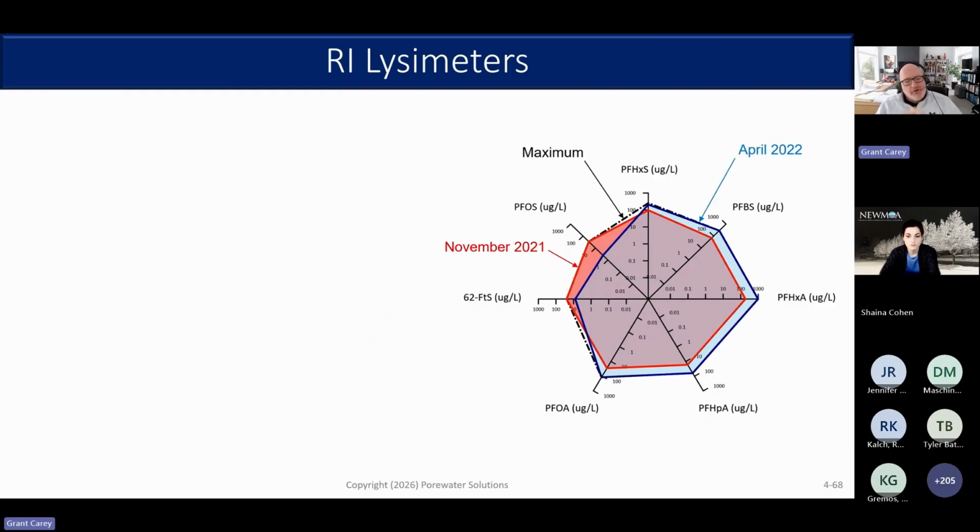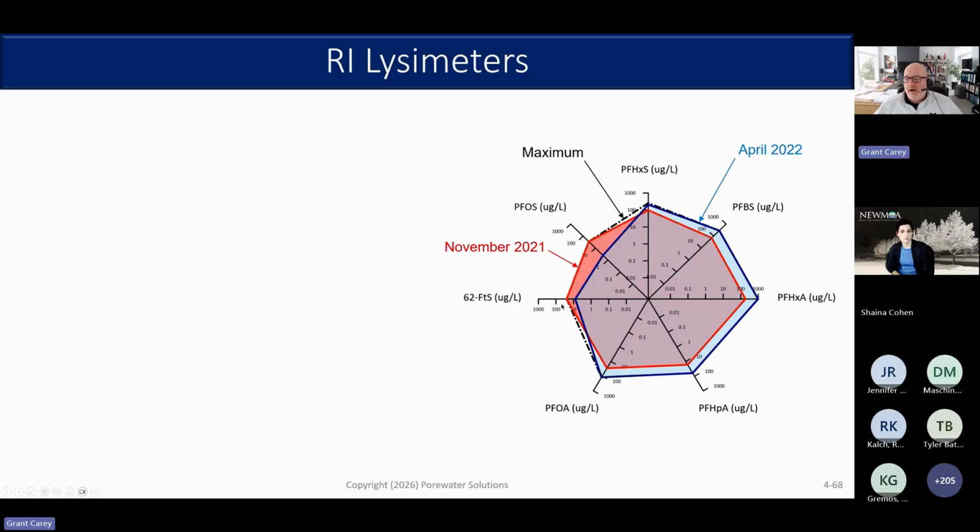And then we looked at the RI lysimeters, same process. Now we only have 2 monitoring events for the RI lysimeters, November 2021, which is the red line or orange line, and April 2022, which is the blue line. And you can see in this legend for the one lysimeter we're showing here, PFAS and 6,2-FTS are higher than the second event. All the other PFAS are lower in the first event.